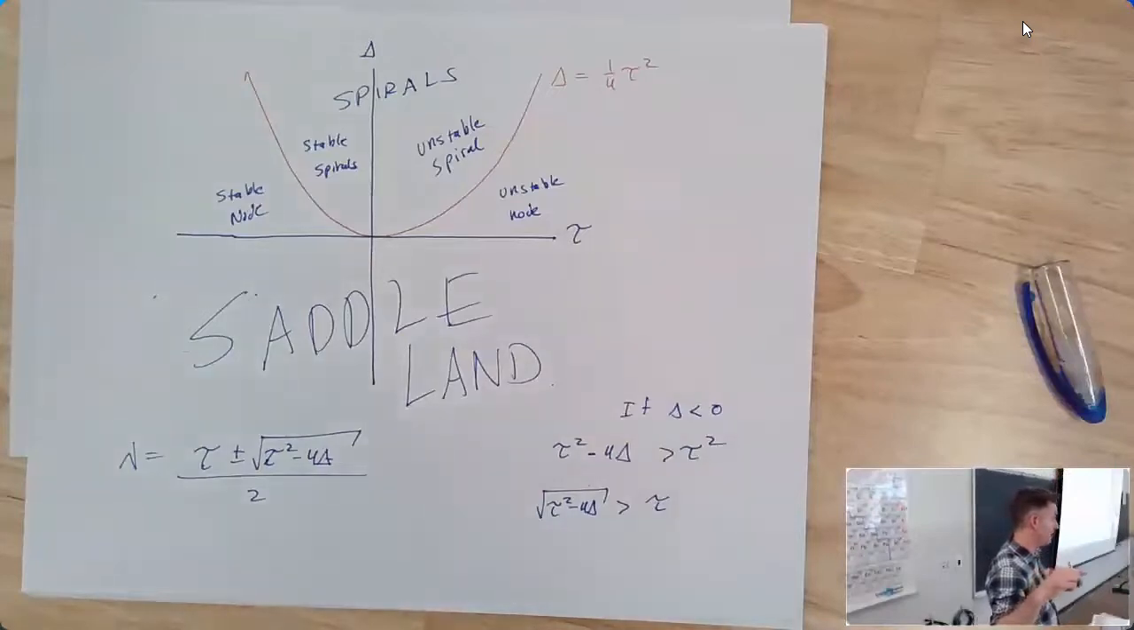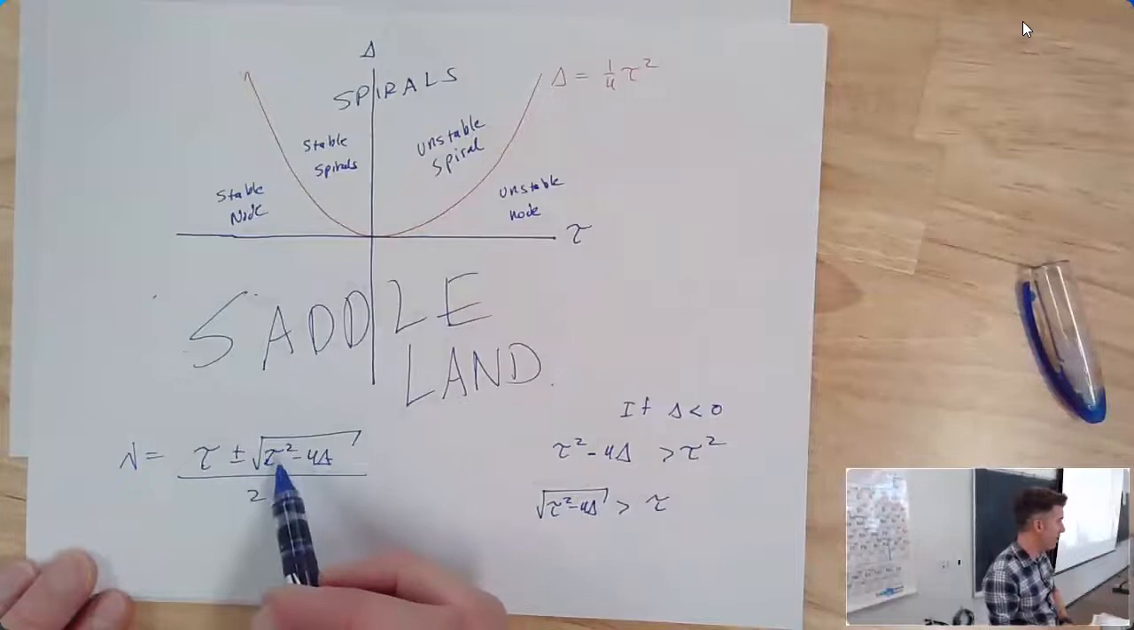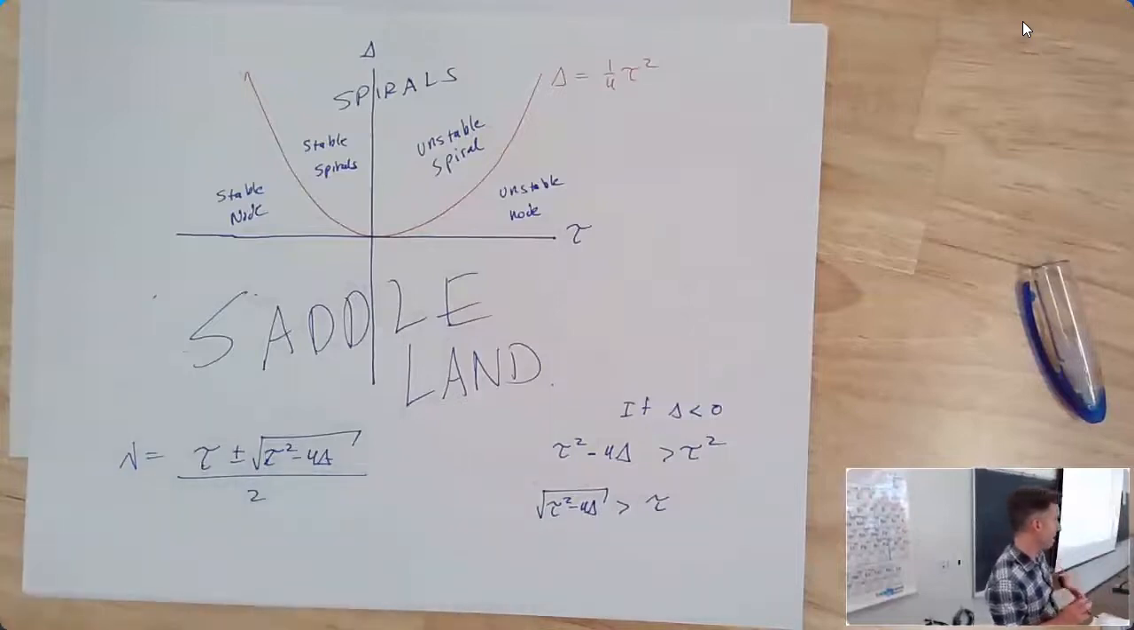On the other hand, if the value in here is positive but smaller than tau, then they're both going to be the same sign, because you're adding something smaller than it and subtracting something smaller than it. So if tau was already positive, both things are going to be positive. If it was already negative, both things are going to be negative.